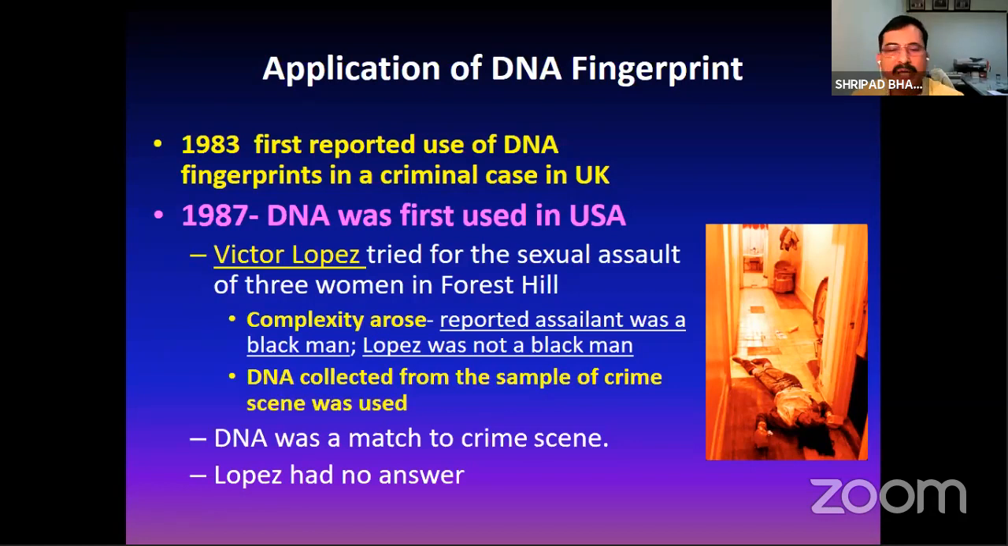Then how to go about it? Then there was a DNA profile, and as a suspect, his DNA was also utilized. And finally, he was caught red-handed. He was there, and so he could not escape. Initially he tried to evade and mislead the police, but finally he was caught because of these DNA fingerprints.